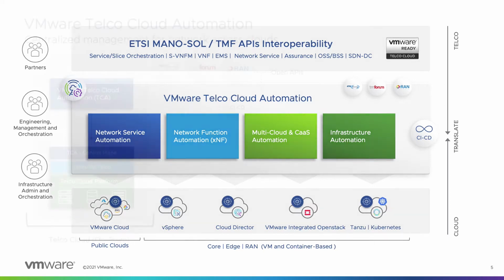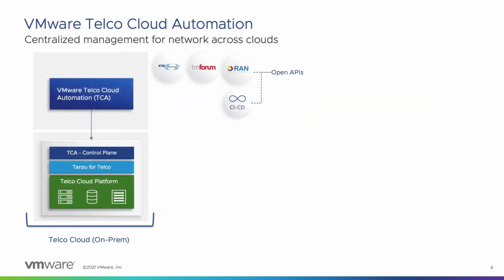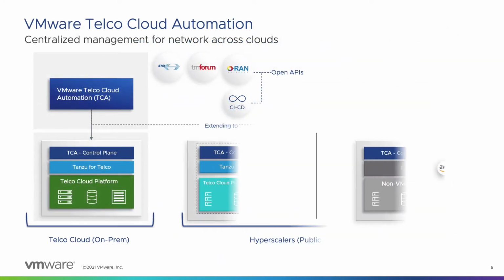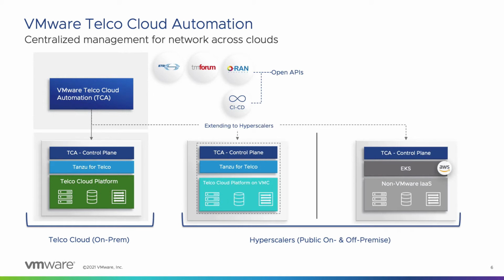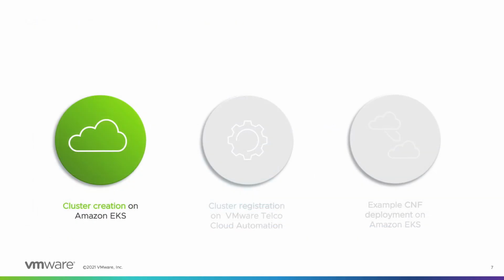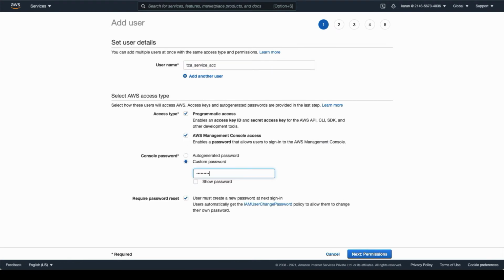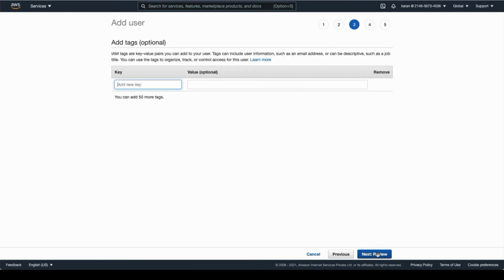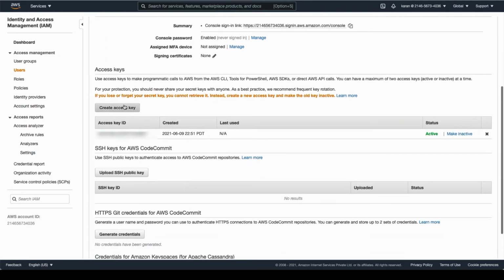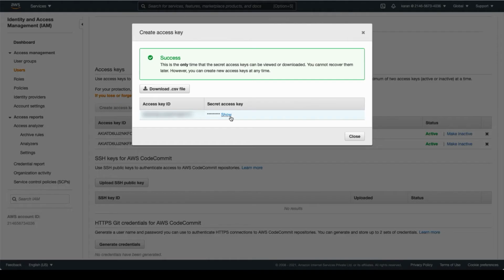clouds. In this demo, we will show how VMware Telco Cloud Automation expands its multi-cloud capabilities to support Amazon EKS, bringing unified management of workloads on-premise and on hyperscalers' infrastructures. We will first show the creation of a Kubernetes cluster in Amazon EKS. The first step is the creation of an Amazon EKS user that will represent VMware Telco Cloud Automation with all the necessary permissions to create and connect to the cluster.